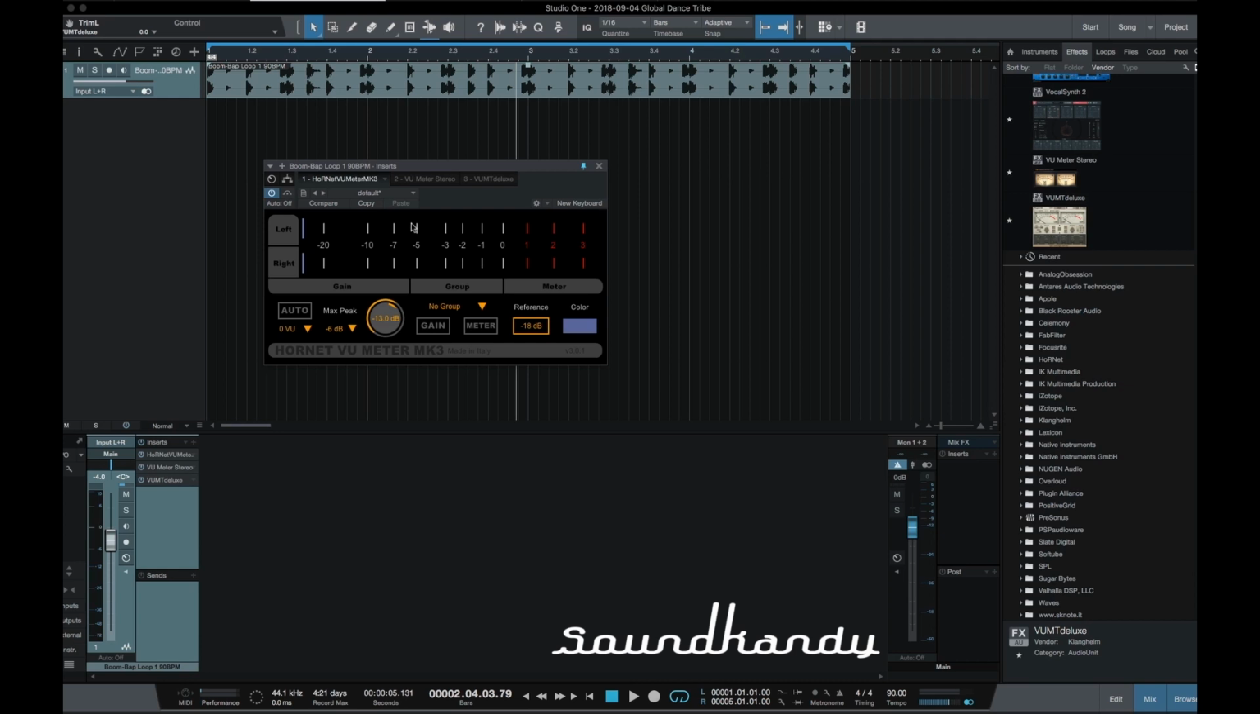This is the Hornet VU Meter Mark III. It's a really, really good plugin. I will leave a link where you can go and take a look at this and read some more about it in the description.